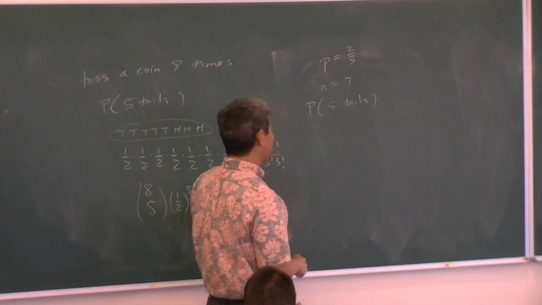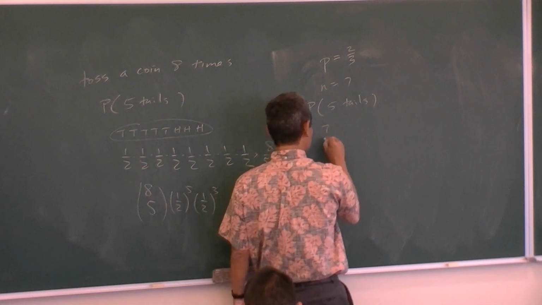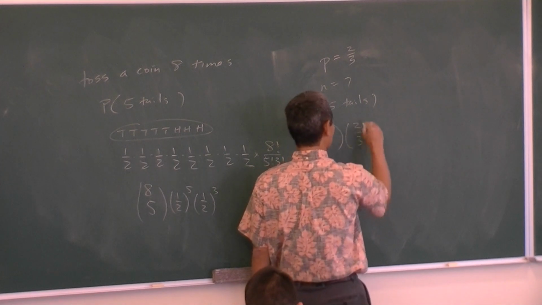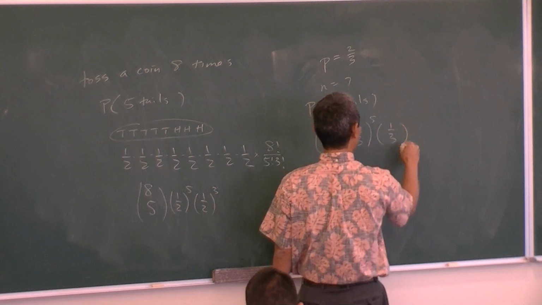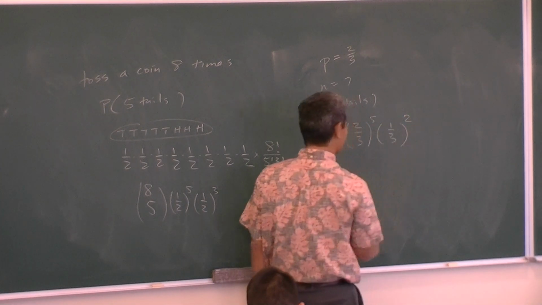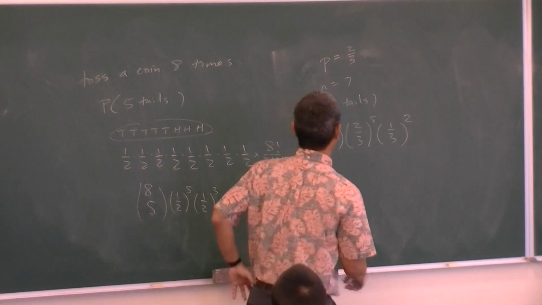So let's use the formula that we learned. So what would it be? It would be 7 choose 5 times, now what's the probability of a success? 2/3 to the 5th, and then 1/3 to the 2, because these 2 numbers gotta add up to that, right? 7 minus 5 is 2. Finished.